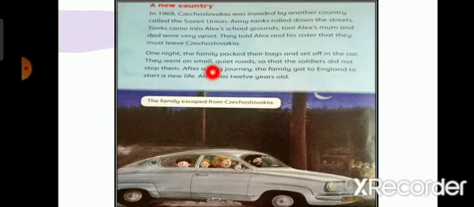They went on small quiet roads so that the soldiers didn't stop them. After a long journey, journey means a long travel, the family got to England to start a new life. Alex was 12 years old. He was just 12 years old at that time when they moved from Czechoslovakia to England. The family escaped from Czechoslovakia.